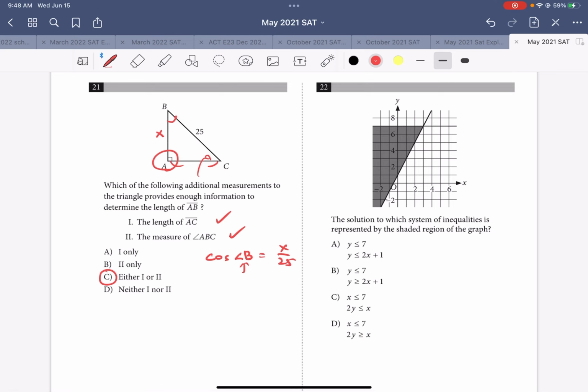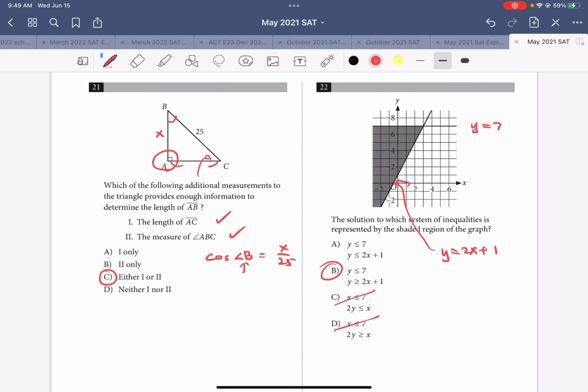Number 22. The solution to which system of inequalities is represented by the shaded region? So this one right here, y equals 7. If they say x equals 7, that's the wrong one. That's a trap. Obviously, for this graph, y equals 2x plus 1 is right here, but the shading is above, so should it be greater than or equal to? So the answer is this.